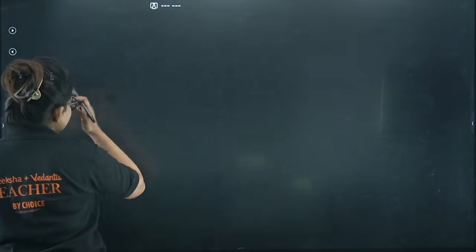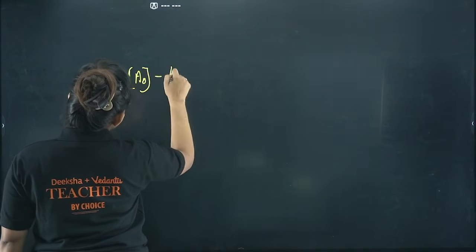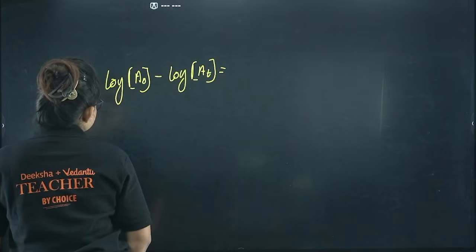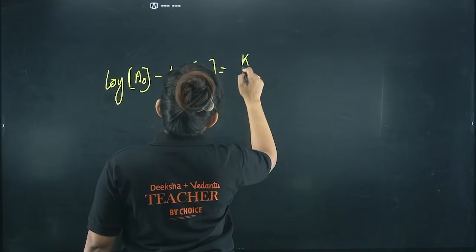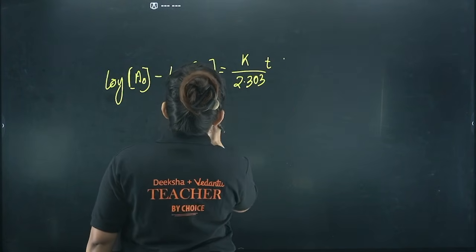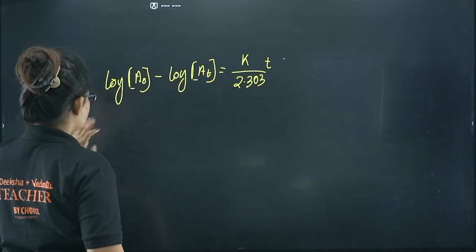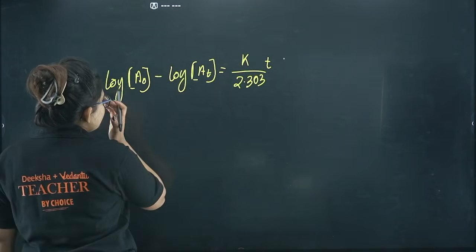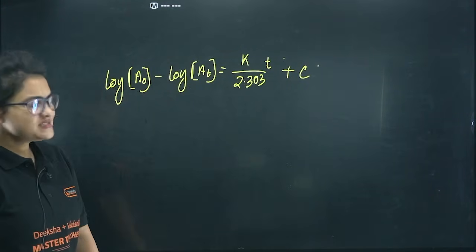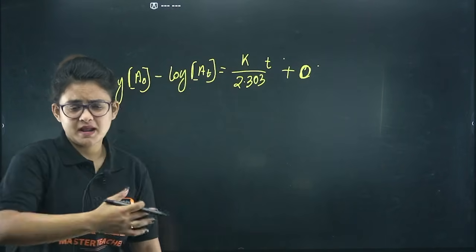Okay, what was my equation? Log of A0 minus log of At equals K by 2.303 t. Right? This was the equation. Okay, so now here you can see plus C. C value, I can take it as 0. Nothing is there, means plus 0.